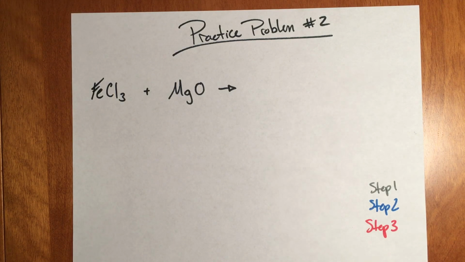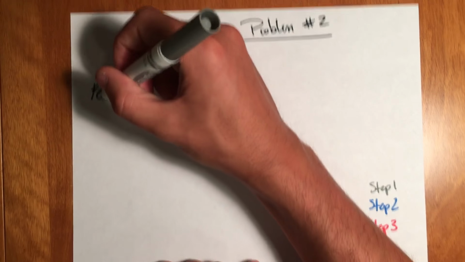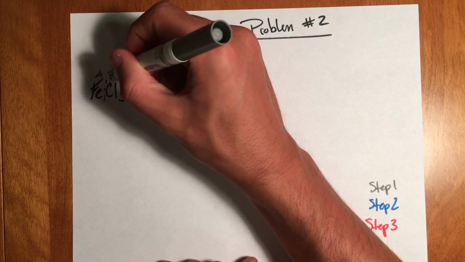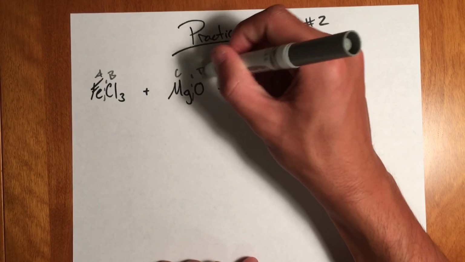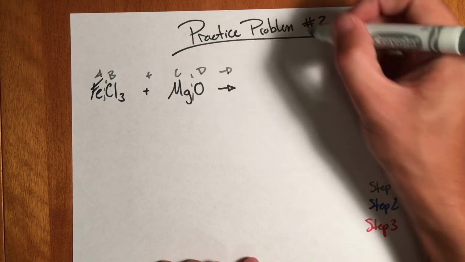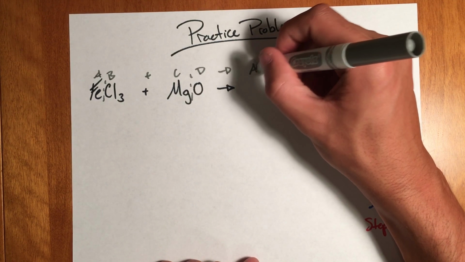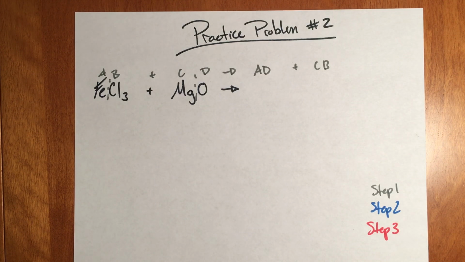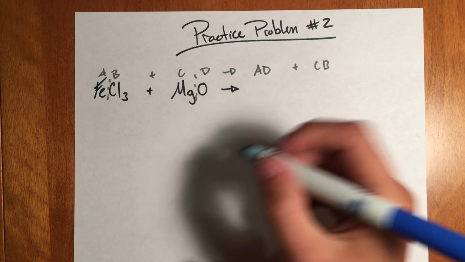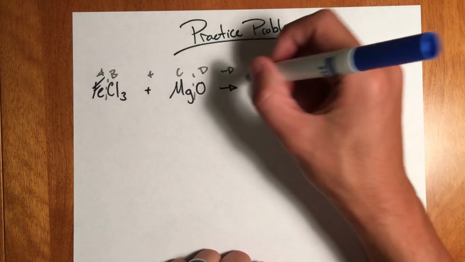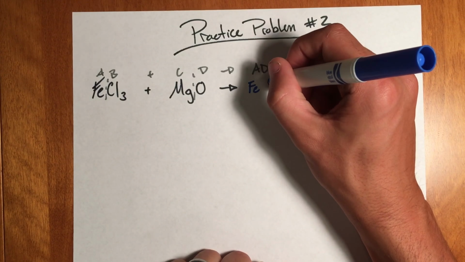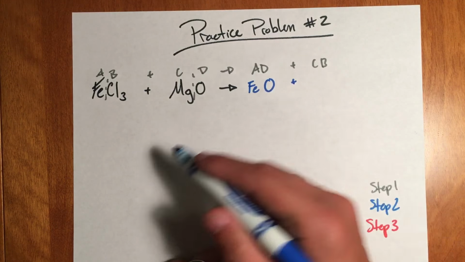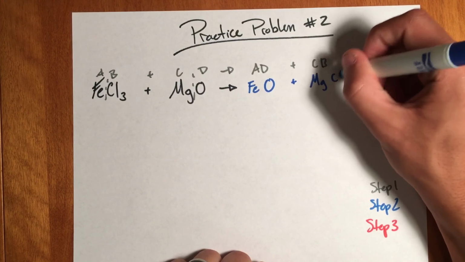All right, let's try another one. This one, we have iron 3 chloride that reacts with magnesium oxide to form something. Again, if we split these up, A, B, C, D, this is another double replacement. So again, it'll be AD plus CB, which means we can start placing the atoms where they're going to go. This will be Fe and oxygen plus magnesium and chlorine.